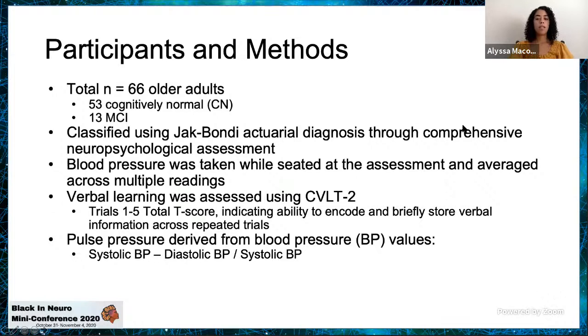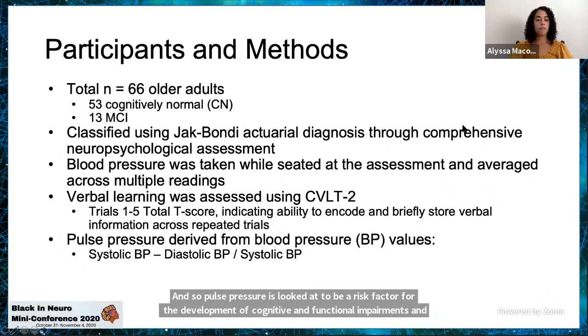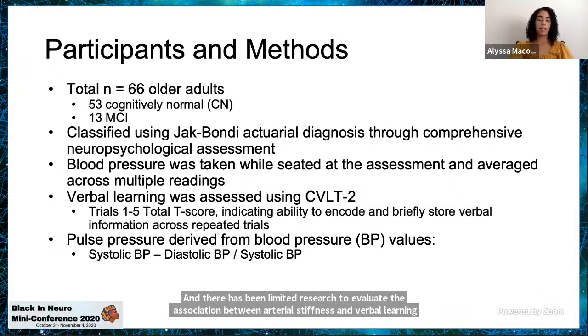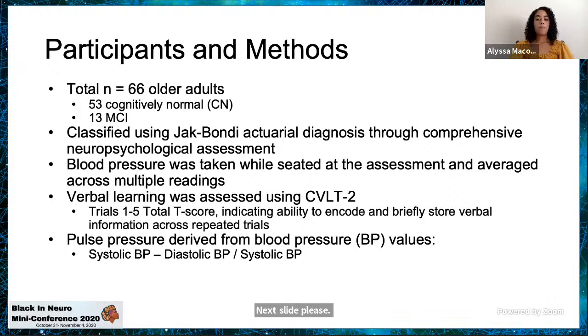And so our study looked at 66 older adults, 53 were diagnosed as cognitively normal, and we had 13 MCI. And their blood pressure was taken at the assessment with us. And pulse pressure was used to estimate arterial stiffness. And the formula, which is the last bullet point at the bottom, removes the effects of systolic blood pressure. And we did also look at systolic and diastolic blood pressure independently. And all blood pressure variables were log transformed to improve normality.